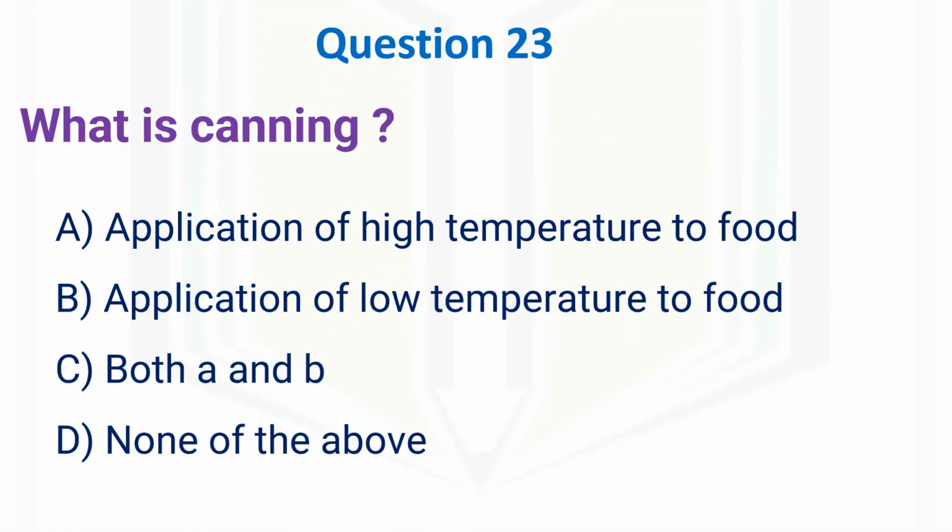Question number 23. What is canning? Options are: application of high temperature to food, application of low temperature to food, both A and B. Option D is none of the above. Correct option is option number A, application of high temperature to food. Canning is a food preservation process.